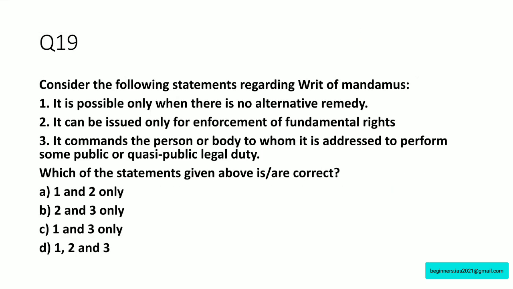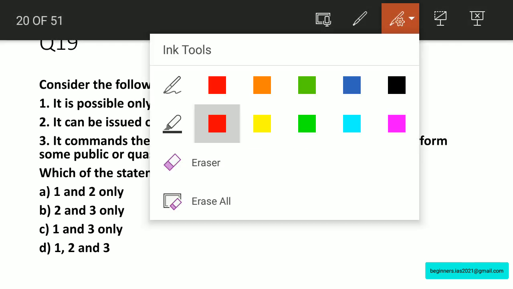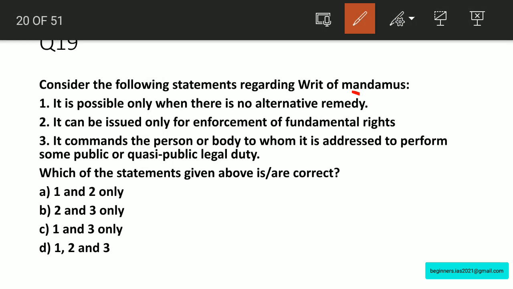Consider the following statements regarding the writ of mandamus. So this is very important. There are 5 kinds of writs. One of them is mandamus. Statement 1: It is possible only when there is no alternative remedy. Statement 2: It can be issued only for enforcement of fundamental rights. Statement 3: It commands the person or body to whom it is addressed to perform some public or quasi-legal duties. Here we have to identify the correct statement.